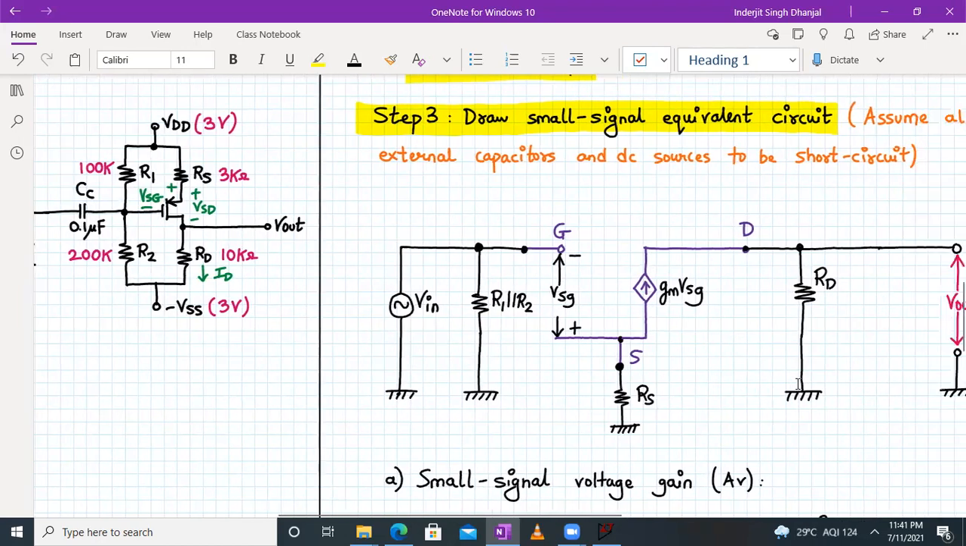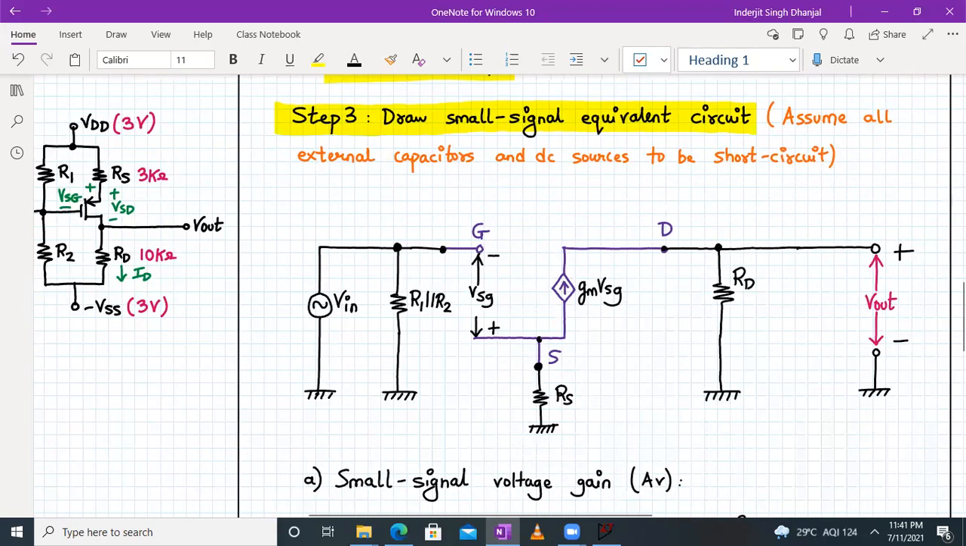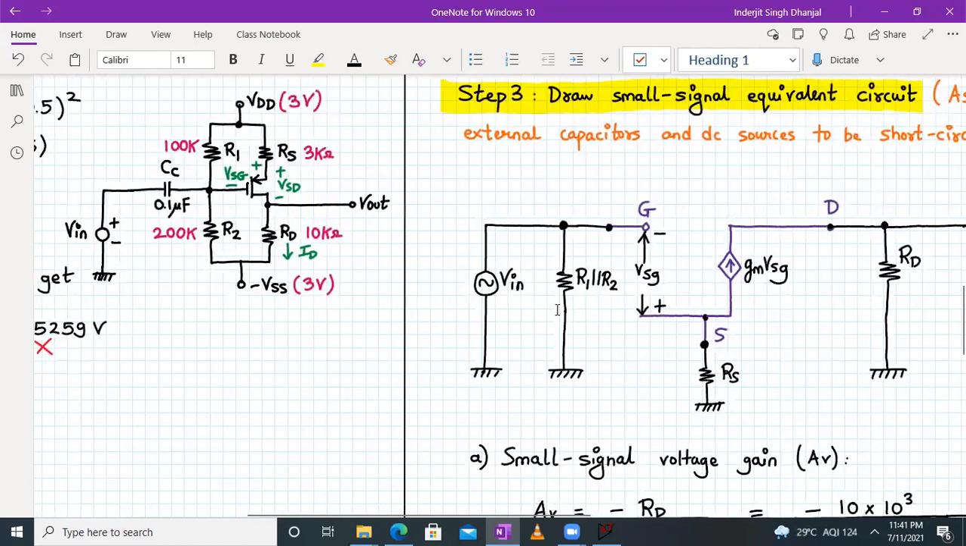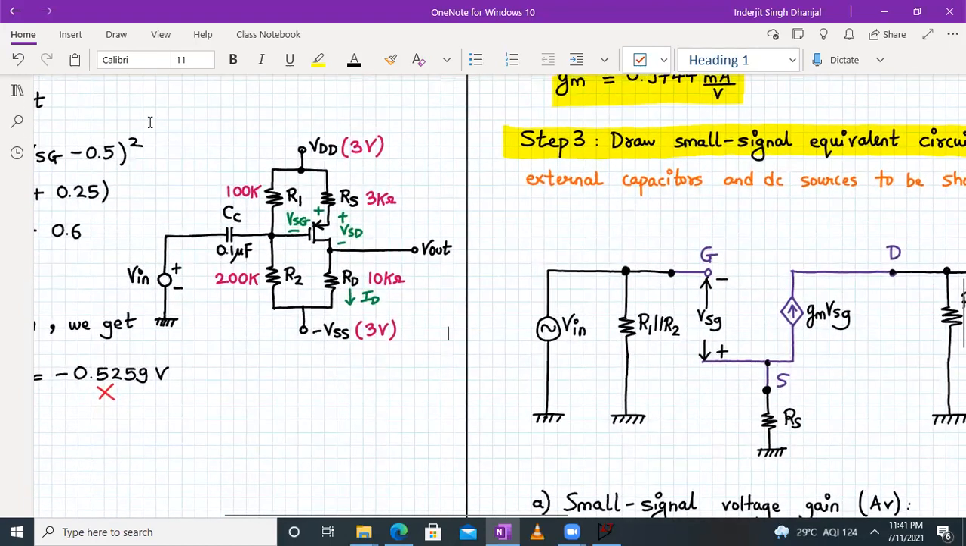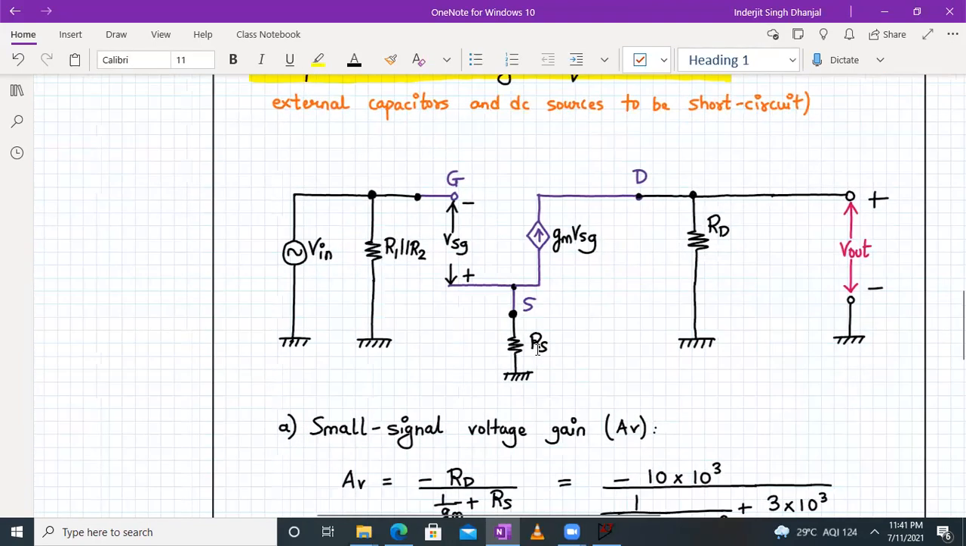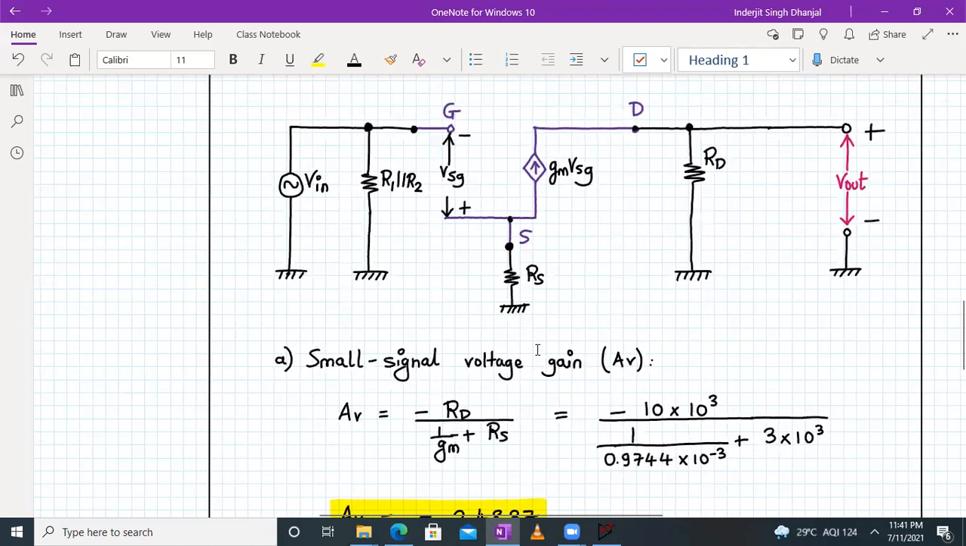Yes, it is there. And at the drain side, we have one resistor RD which is connected to the ground, and voltage is taken across the resistor RD. So this is how you draw the small signal equivalent circuit for this common source amplifier. Now let me delete this. Its job is over. Okay. So from this network now, we have to determine the small signal voltage gain.